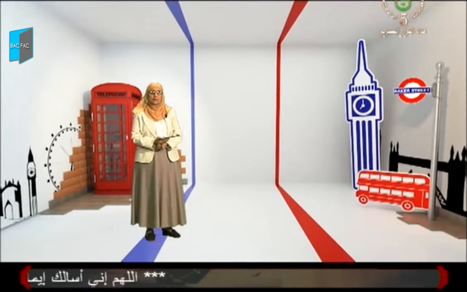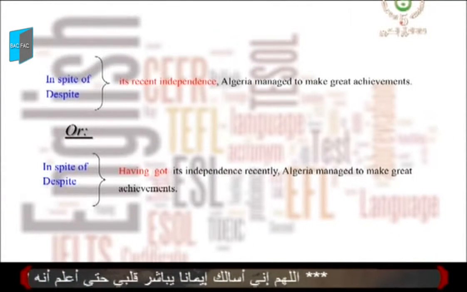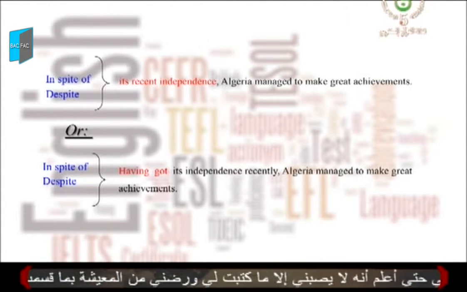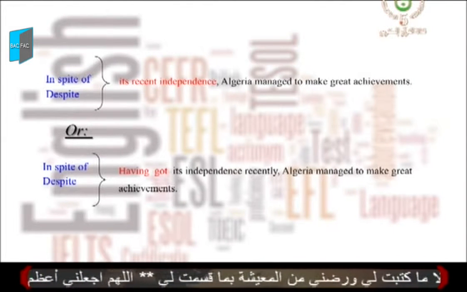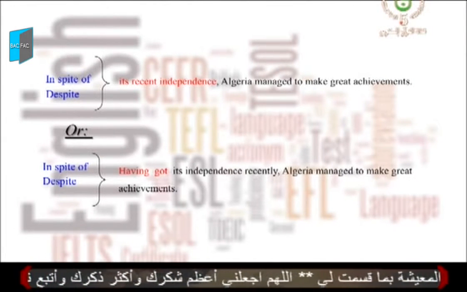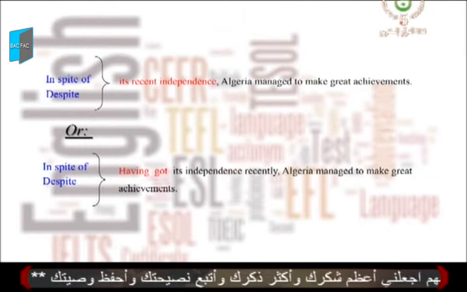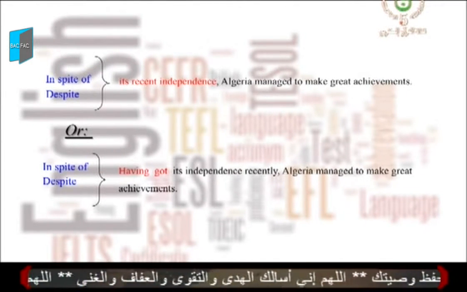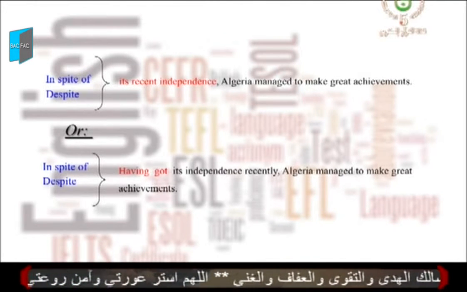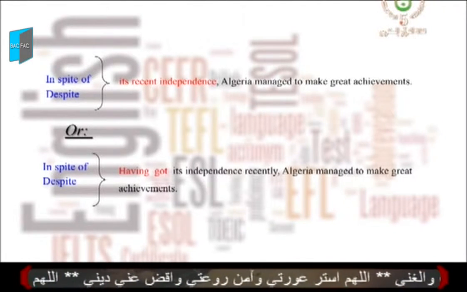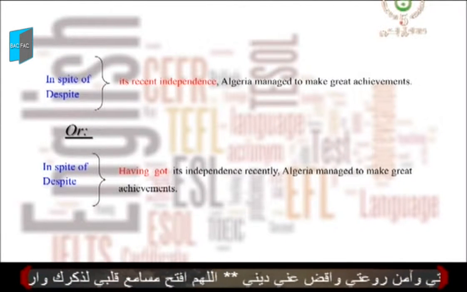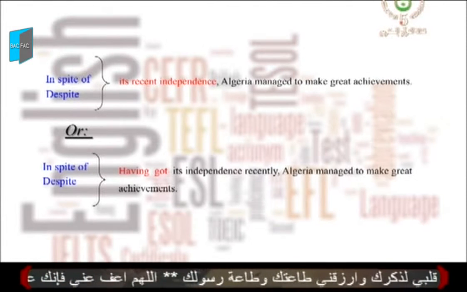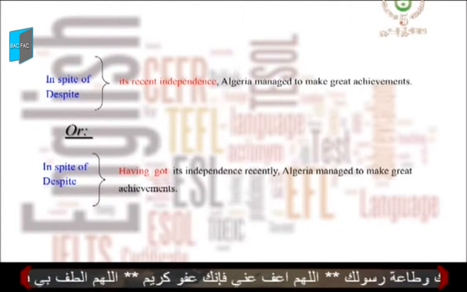Consider the two sentences. In spite of or despite its recent independence, Algeria managed to make great achievements. Or, in spite of or despite having got its independence recently, Algeria managed to make great achievements. Now, let's concentrate on these two examples. What do you see after the link words in spite of and despite? Do we have any verb? No, of course not. So what can we say?